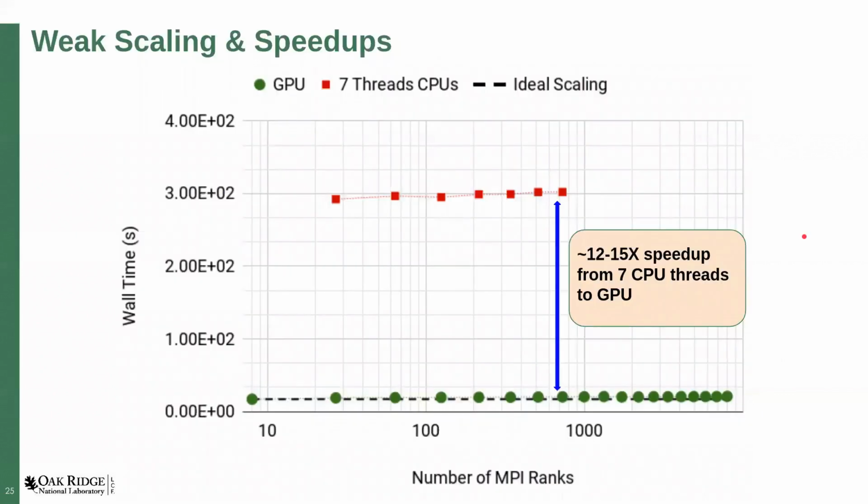So we also measure our scaling and speed up from using 7 threads on CPU and a GPU. This is done on our machine Summit at the Oak Ridge Leadership Computing Facilities. And we obtain about 15x speed up from 7 CPU threads when we use GPU with Riemann problem with OpenMP offload.